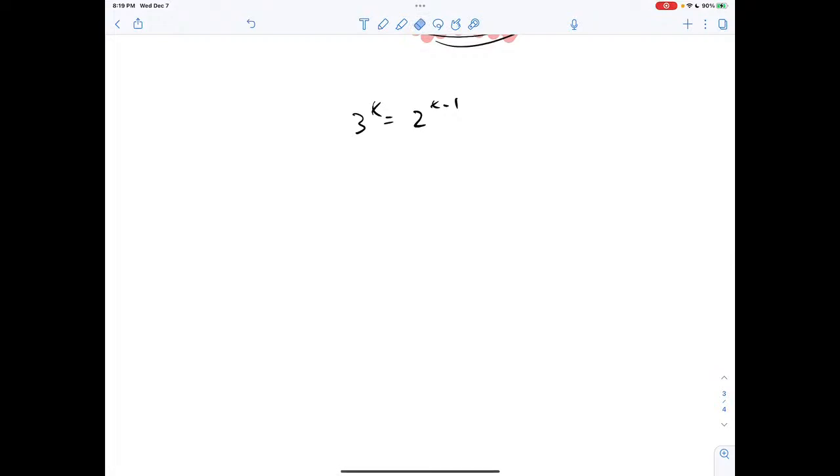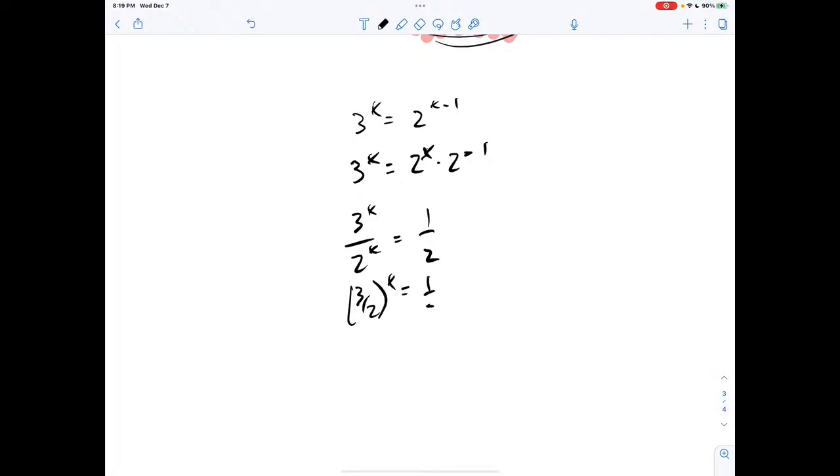you could write this as 3 to the x. I could go 2 to the x times 2 to the negative 1, right? I could do my exponent rules sort of in reverse. So break it apart. And then it's still not that nice, but then I could divide by 2 to the x. So I could bring the 2 to the x's together. And this would be a half. And then I could go like this, to kind of take the exponent out.